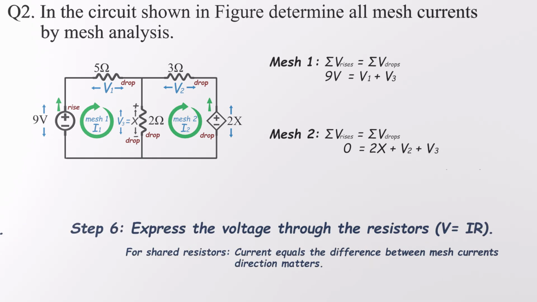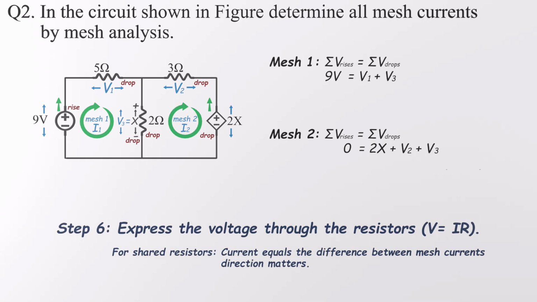Now it's time to express the resistor voltages using Ohm's law, V equals IR. This step is usually straightforward, unless you're dealing with shared resistors between 2 meshes.